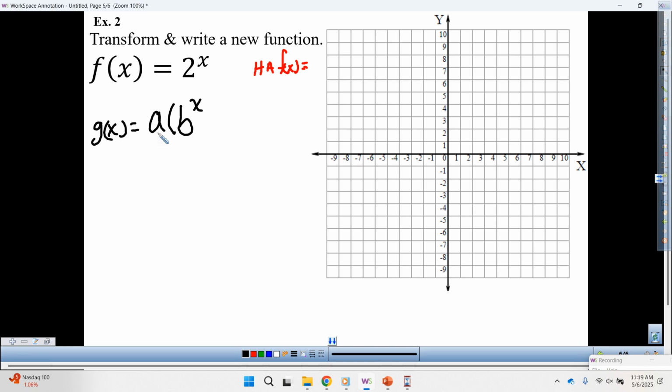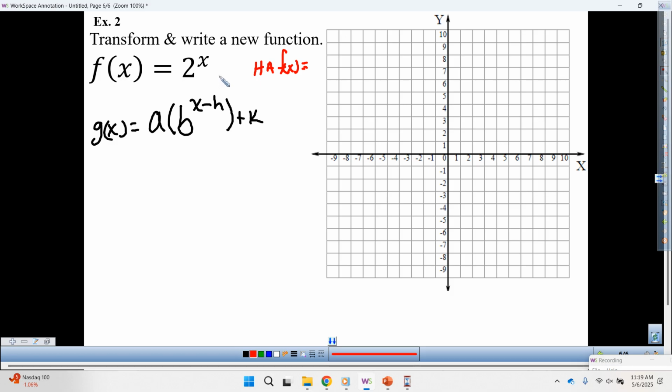Then we have a parentheses. Does this have an a? No, because there's no parentheses. But does it have a b? Yeah, the b is what? 2. Does it have an x? Yes. In our general rule, after that, it has minus h, and then plus k. And we know that the k is our what, everyone? Our HA.